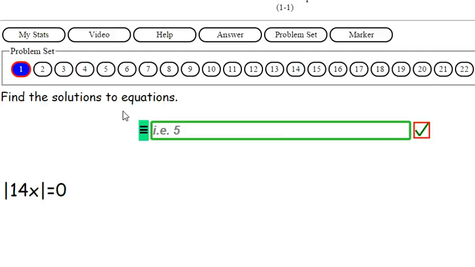It says find the solutions to the equations. I think that should say equation. Find the solutions to the equation. Okay, well, let's take a look at this. We got the absolute value of 14x is equal to 0. And of course, in the green checkbox, that's what 5 is, not the answer, but that gives you an idea of what the answer is supposed to be written like.